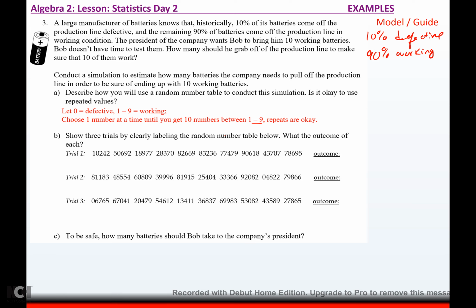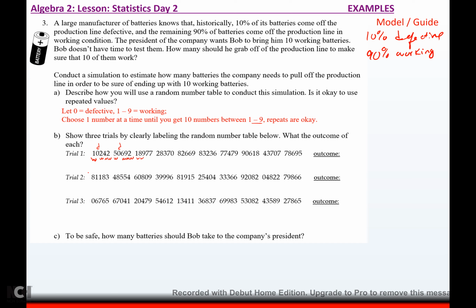So we've got 3 trials, and he got a random number table from, I don't know, somewhere, the internet probably. All right, and so if we look, if it is a 1 through 9, it works. So that's a work, that's a defect. Work, work, work, work, defect, work, work, work. And I need 10 working. 1, 2, 3, 4, 5, 6, 7, 8. Work, 9, 10, work. Yeah?